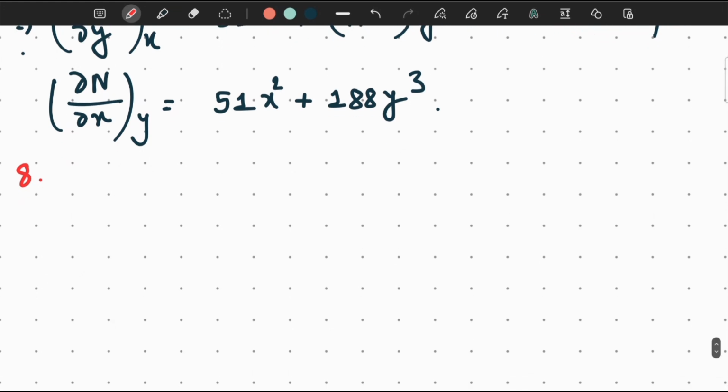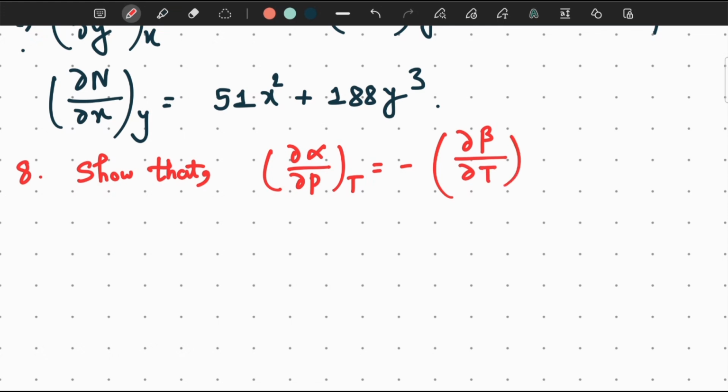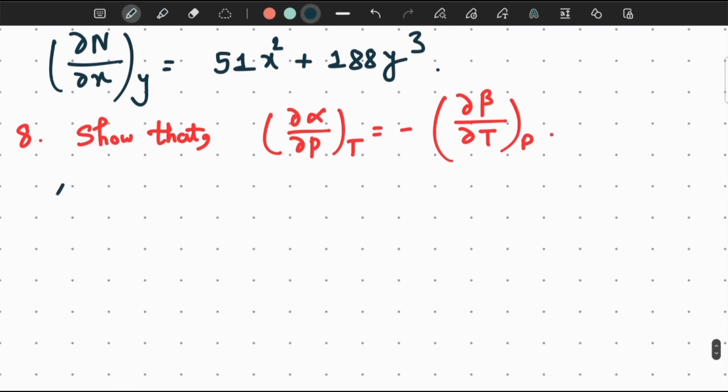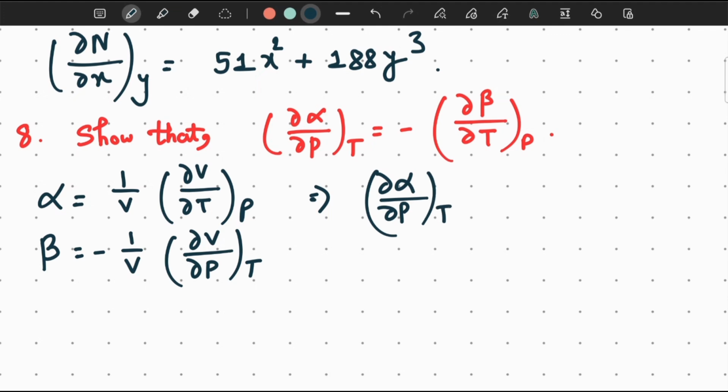We have to show that del alpha del p at constant T equals minus del beta del T at constant p, and we know what alpha and beta are, that was already known to us. Alpha is 1 by v del v del T at constant p, and beta is minus 1 by v del v del p at constant T. Now we have to show it. How can we show it? Del alpha del p at constant T, the first one. Two things are there, right? We have to differentiate with pressure, and 1 by v is also there, so it will not be that straightforward. What should we do now?